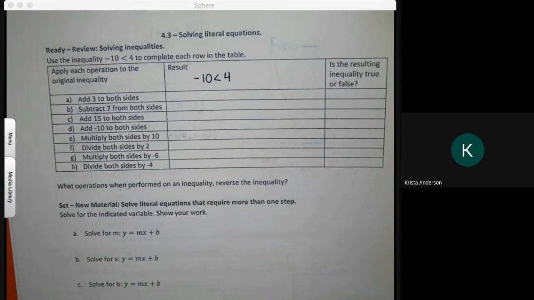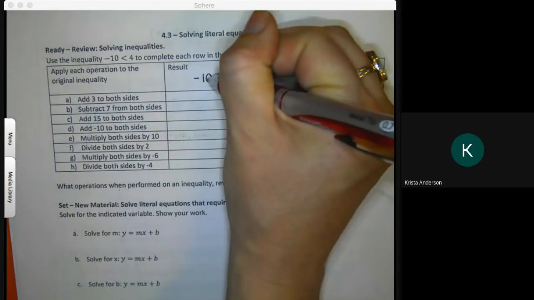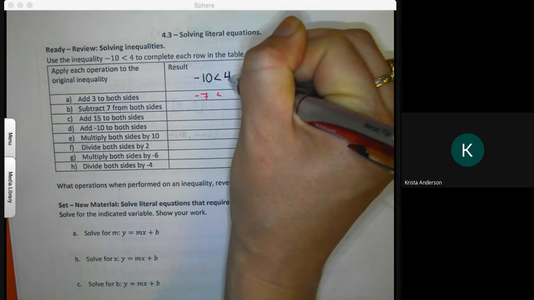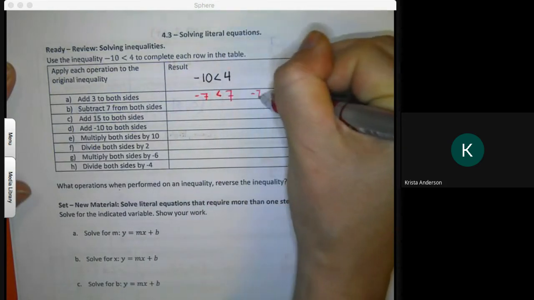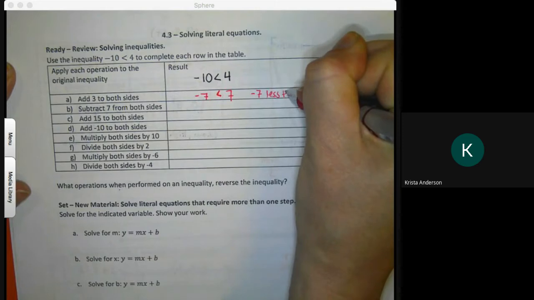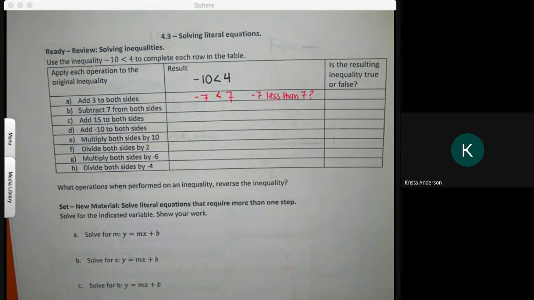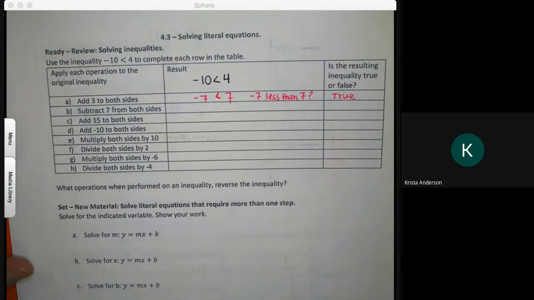So our original inequality is -10 is less than 4. When I add 3 to both sides, this will become -7, and when I add 3 to 4, it becomes a positive 7. Is -7 less than 7? Is that true or false? True. So whenever I add a value to both sides, it is true.